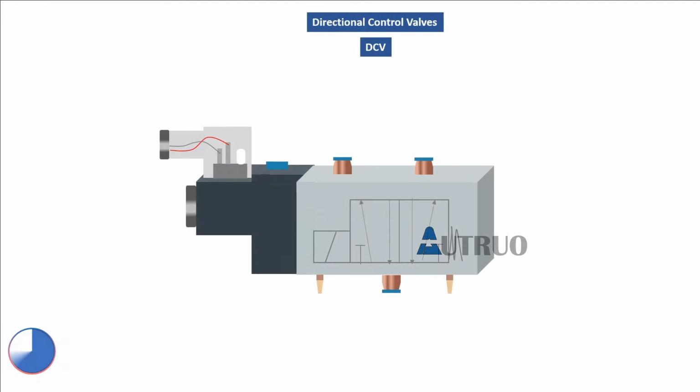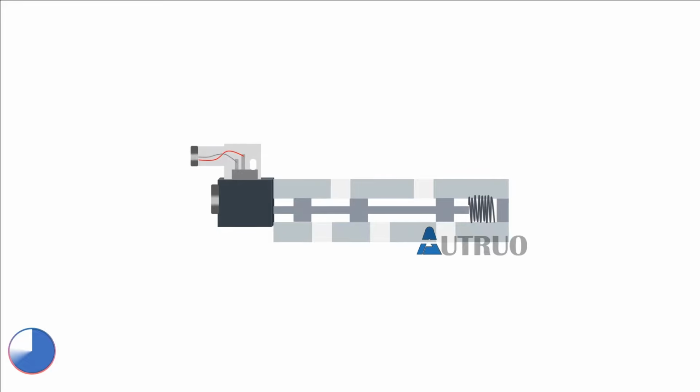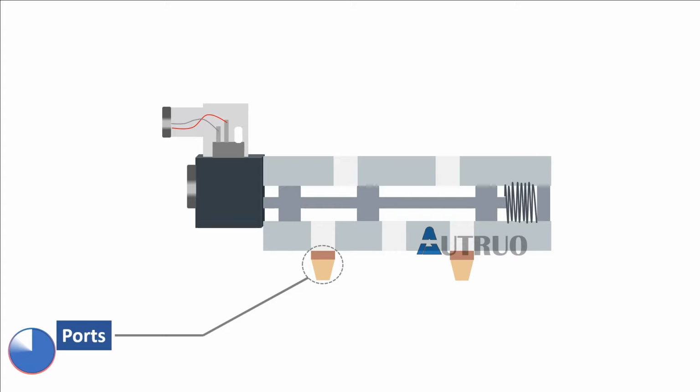Finally, let's look at the components that make up the DCV. The components of a directional control valve are the body, which is the housing of the valve. Again, another point worth noting is, the body contains paths that allow fluids and air to flow through them before they are terminated to outside holes. These holes are called ports.